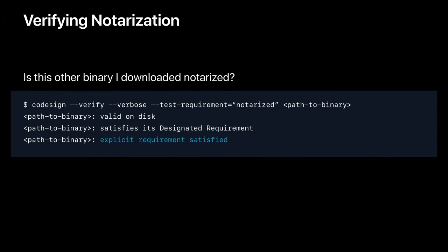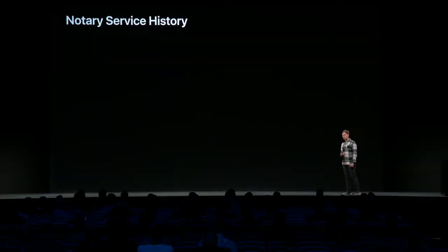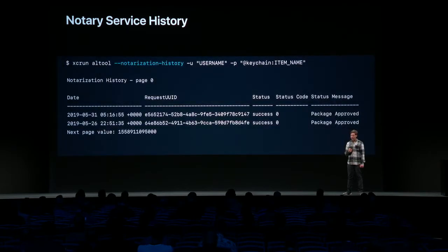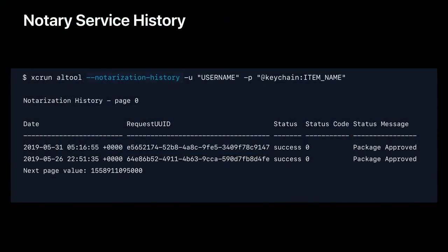I want to jump back and hit on one other usage of altool that I mentioned very early in the presentation. Altool is also able to give you a notarization history using the notarization history command of all of the software that's been submitted for notarization on your account. Here you can see an example of the command and an example of the output. It also accepts pagination, so you can paginate through all the submissions that have been made.